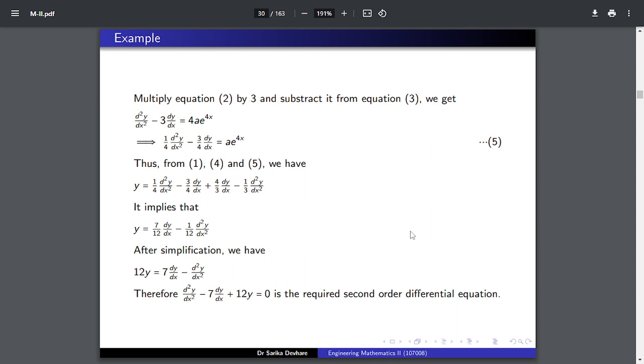Why is it second order? Because the equation y equal to a e raised to 4x plus b e raised to 3x contains two arbitrary constants. These are the examples of formation of a differential equation.